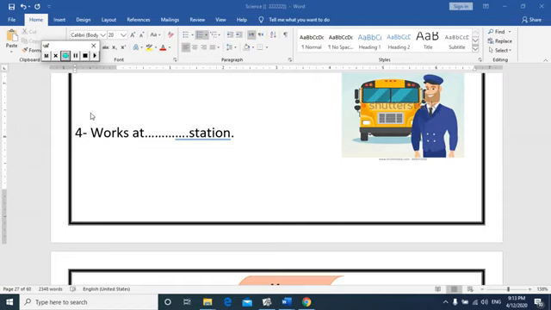Number 4. Look at the last picture. The fourth picture is a bus driver. Bus driver is a person who drives the bus. So we write here what? Who can answer me? Yes, Adam Muhammad. That's right. Excellent, Adam. Bus. So we write here bus. Why? Because bus driver works at the bus station. Again, bus driver works at the bus station. So we write here bus.